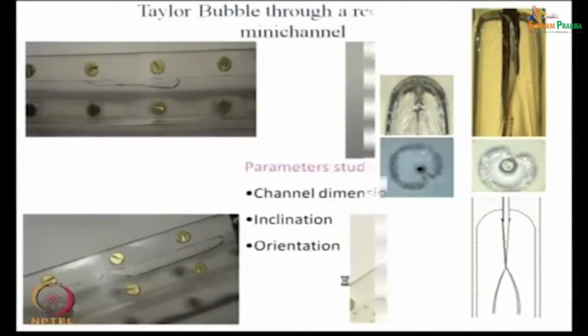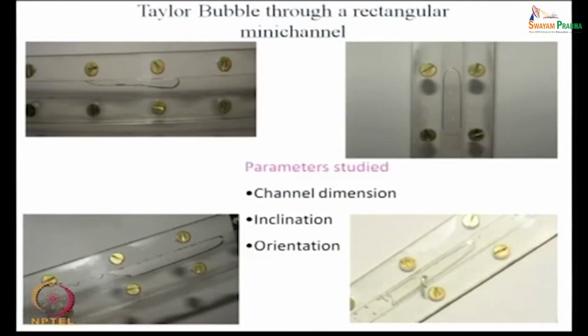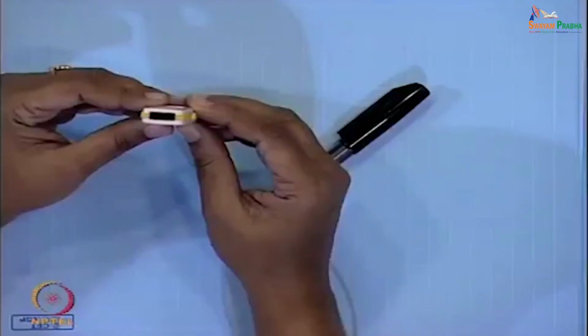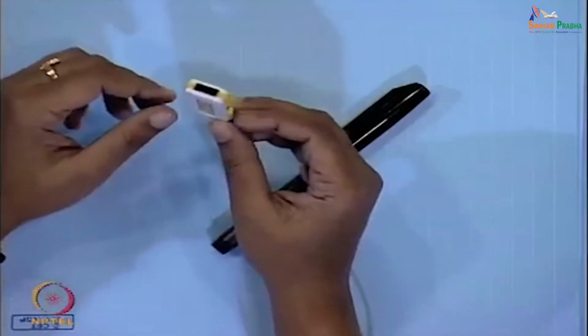Well, after this, what we wanted to do is, we have studied in circular tubes, we have studied in square channels, we have studied in concentric annulus. Now, let us study rectangular channels. See, rectangular channels we can keep in this particular way, okay, and the bubble can rise through this.